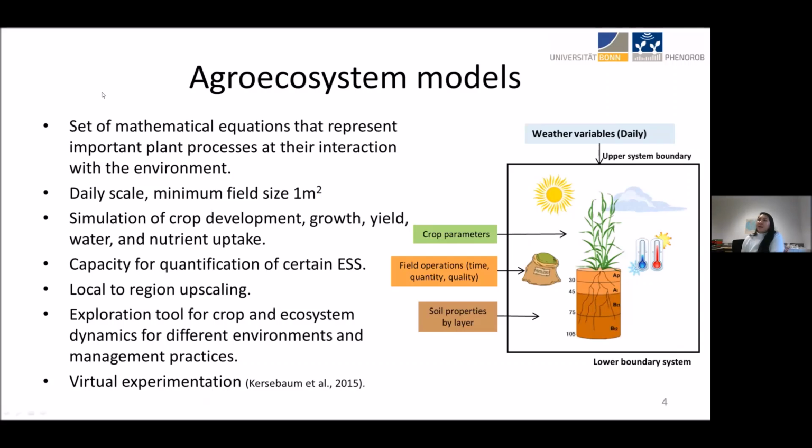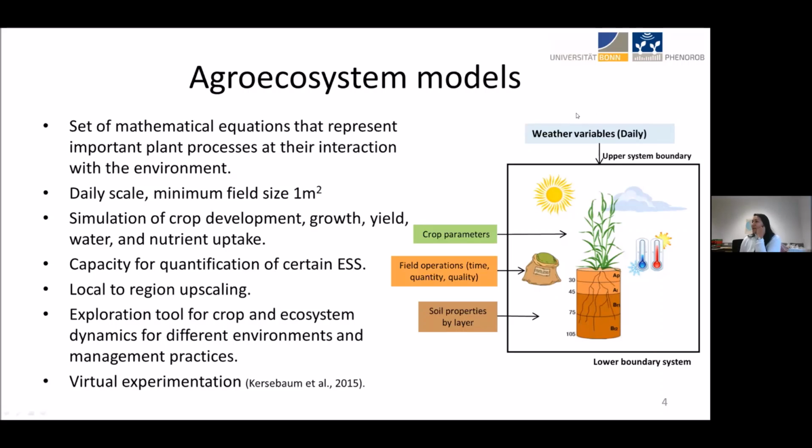So in addition, we have also agroecosystem models, which can serve as a tool for the optimization of these systems. Basically, they are a set of mathematical equations that represent important plant processes and their interaction with the environment. So here on the right, you can see a very rough diagram of them.